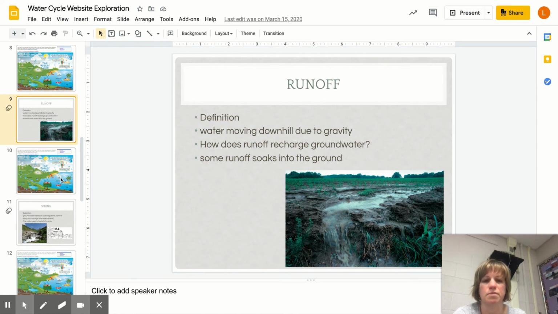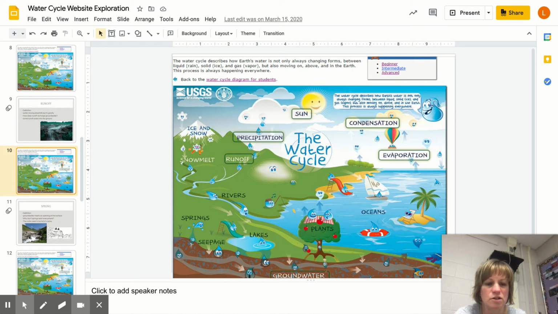Okay, so next up we have a spring. And so actually the spring kind of got cut off. No, it didn't. Here it is. So you can see the spring is down here in the ground, and look what's happening.